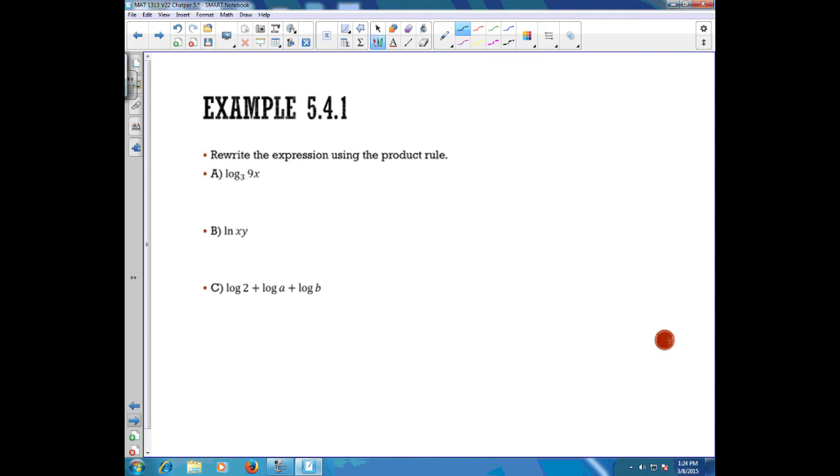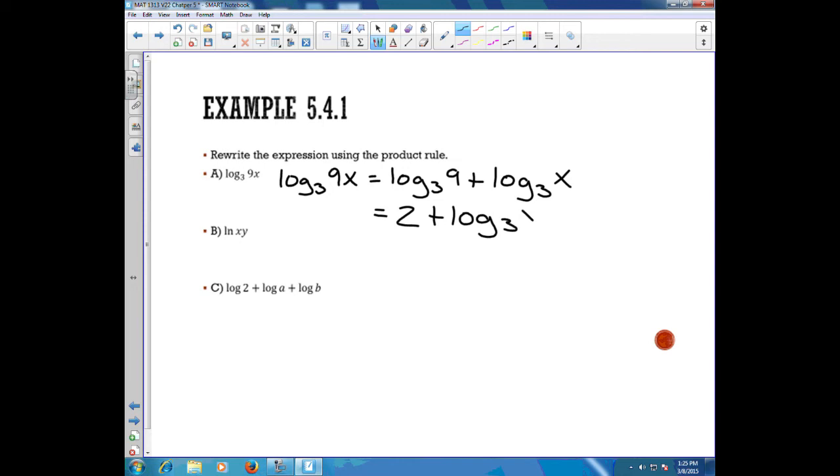So let's try this. We have log base 3 of 9x. Well, that 9x is a product. It's 9 times x. And so we can rewrite this as log base 3 of 9 plus log base 3 of x. We're just expanding it into a sum. We're not quite finished on this one. Log base 3 of 9 we can actually calculate. What power do you raise 3 to get 9? Well, that's equal to 2. And so we just get 2 plus log base 3 of x. If you can simplify the logarithms, do it.